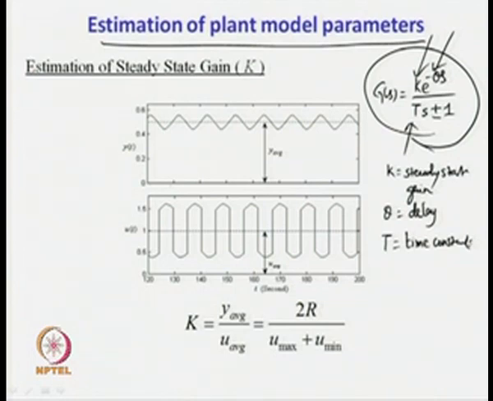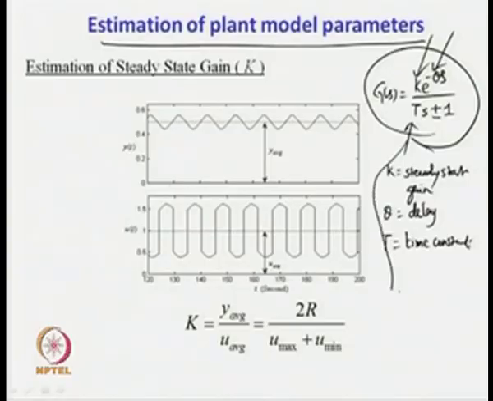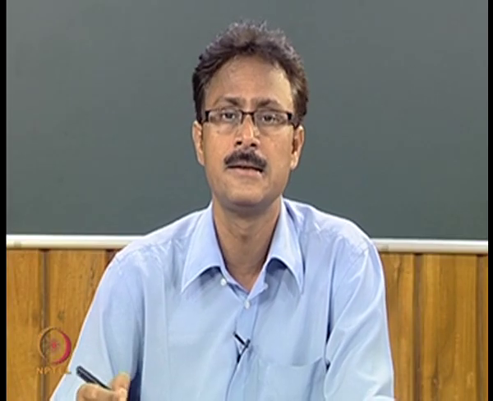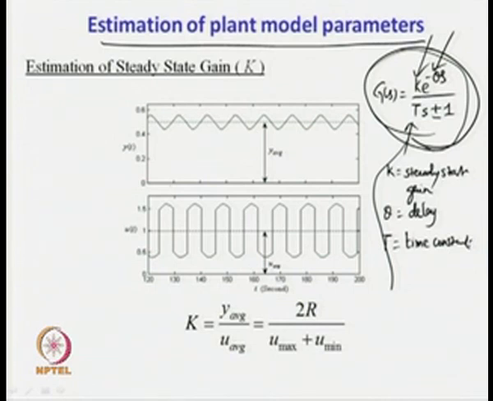Now, the dynamics of the system is going to be represented by a first order plus dead time transfer function model of this form, which has 3 unknowns. So, estimation of plant model parameters is all about finding either explicit expressions for k, theta and T in terms of the measured quantities, or getting indirect or analytical expressions that can be used to estimate the values for k, theta and T.